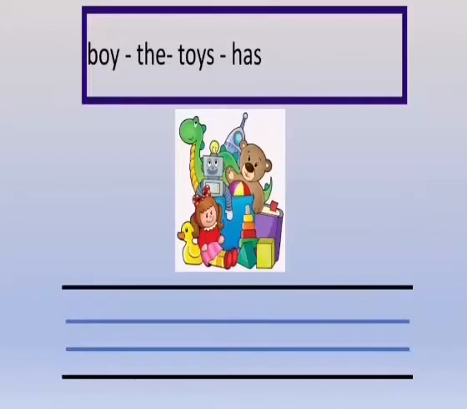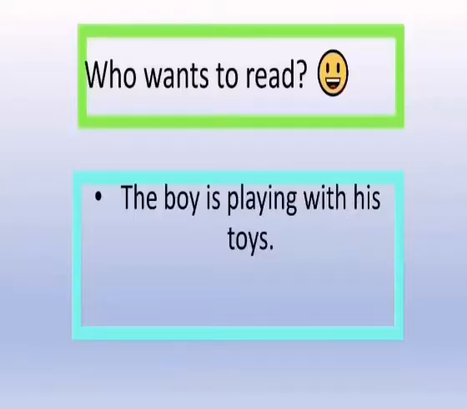Now, my children, we are going to reorder the words to make a sentence. Look at the picture. They are toys. And we have here four words. Boy, the, toys, has. So, the boy has toys. So, my children, please look here at this sentence and try to read the sentence, please. Yes. The boy is playing with his toys.